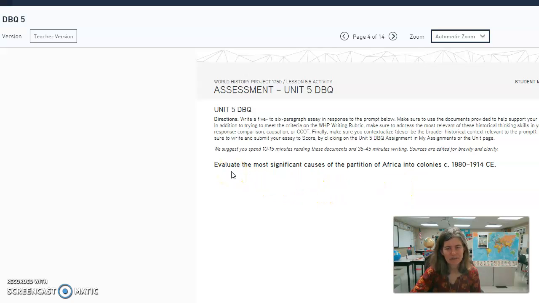Evaluate is the verb. So you're going to be evaluating or weighing multiple things. What are the things that you're going to weigh? You're going to weigh causes of partition of Africa into colonies. And that's basically colonialism. Like, what caused people to divide up Africa? Where's the place we're talking about? Africa. Okay? So that's right here.